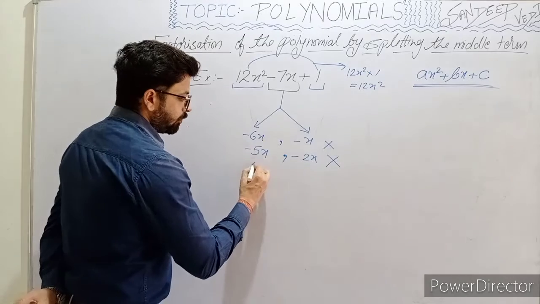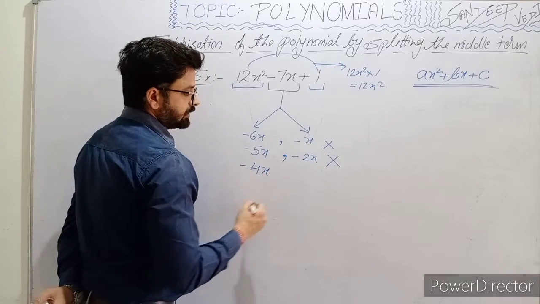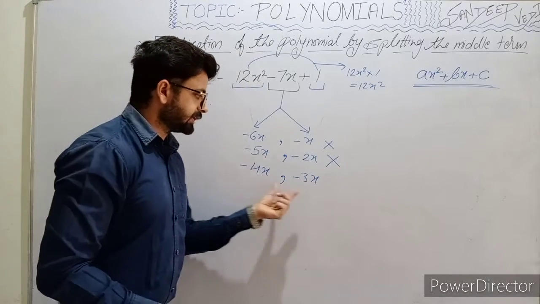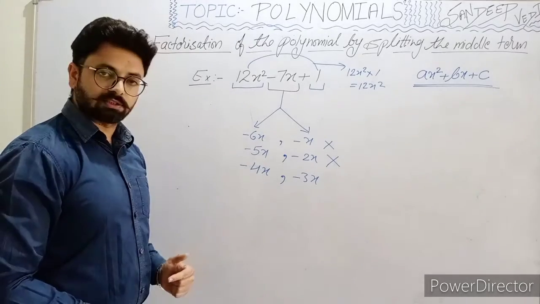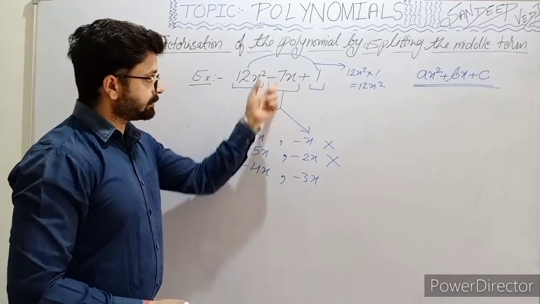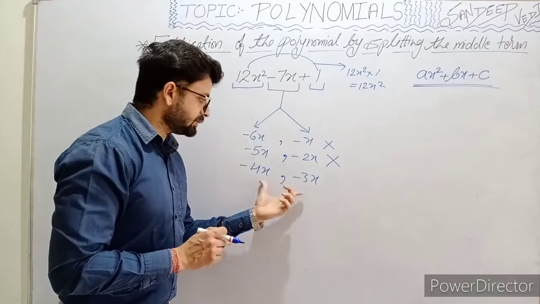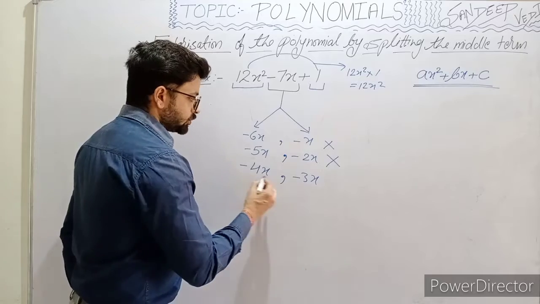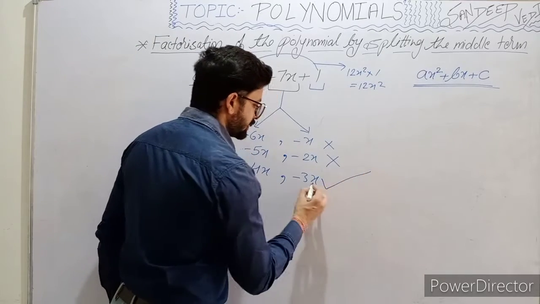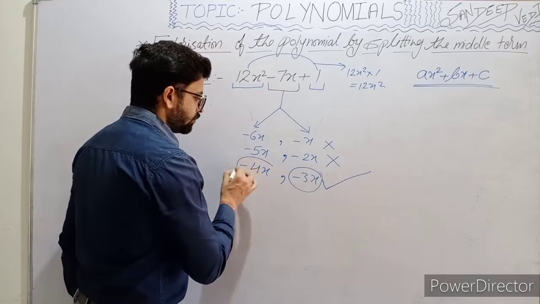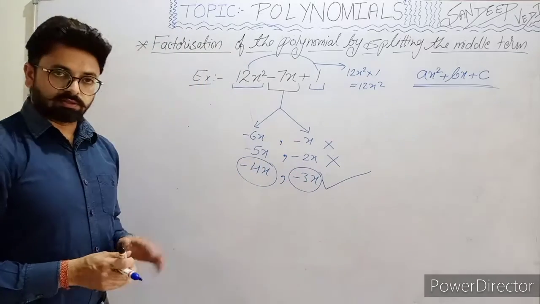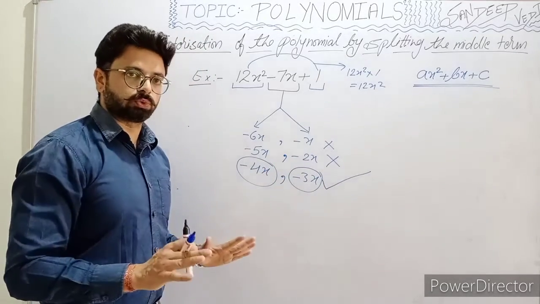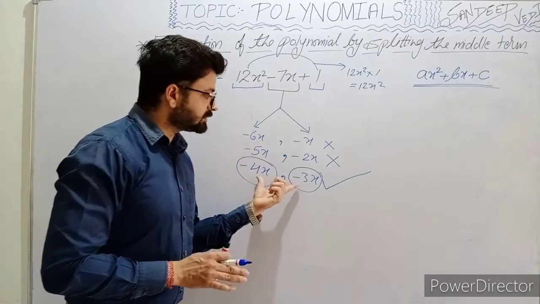But another pair, minus 4x and minus 3x. Guys, you see minus 4x and minus 3x, the addition is coming minus 7x. Okay, in all three cases the sum is coming minus 7x. But in the last case, their multiplication is coming 12x square, which we need. So this 12x square is our required pair. One is minus 3x, one is minus 4x. No matter, you write minus 3x at first and minus 4x afterwards, no issue. But this is the pair which we need.